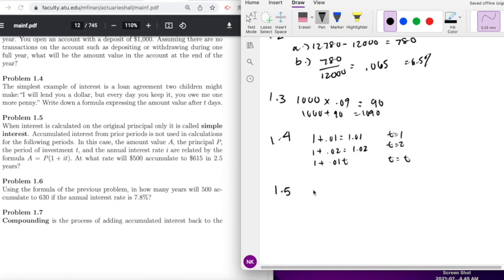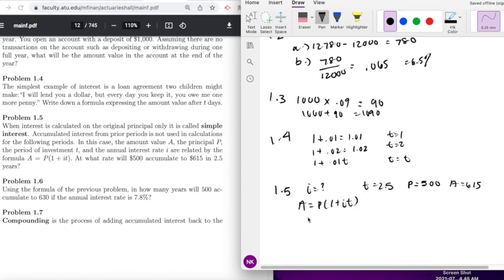So in this question, you're looking for a rate, which is your interest rate. So this is what we're looking for. And they give you A equals P times (1 plus IT). They say that it is going to be 2.5 years, so we know that T is equal to 2.5. We know that P is your principal, so that's going to be your 500, because that's how much we started off with. And we know that A is equal to 615.